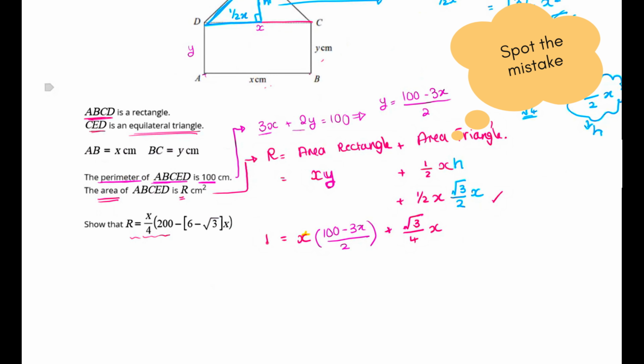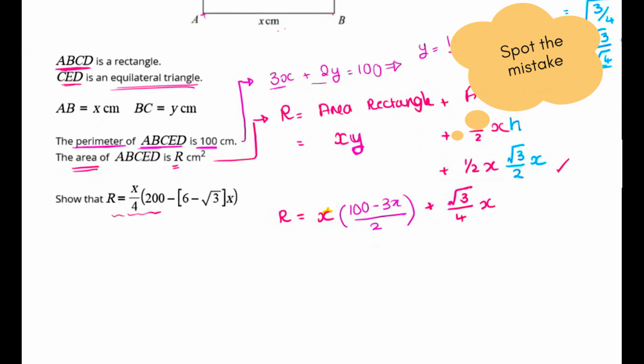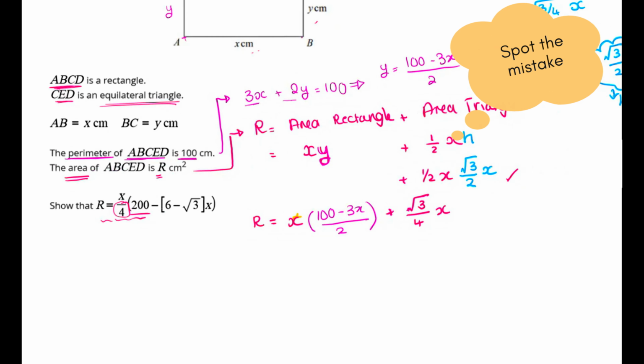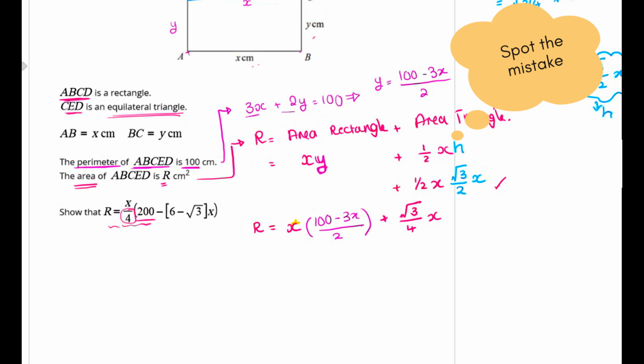Now we've cleaned it up. Let's see what it has. It wants us to show it in this form. Notice the clues in this question. One of the clues is that it's all over 4, right? The other clue is that this is 200, but you've got 100 over there. So those are giving you tips and tricks on what the question actually wants you to do. So let's expand it first. R equals 100 over 2, and I'm leaving it like that for a second, x minus 3 over 2 x squared plus root 3 over 4 x squared.